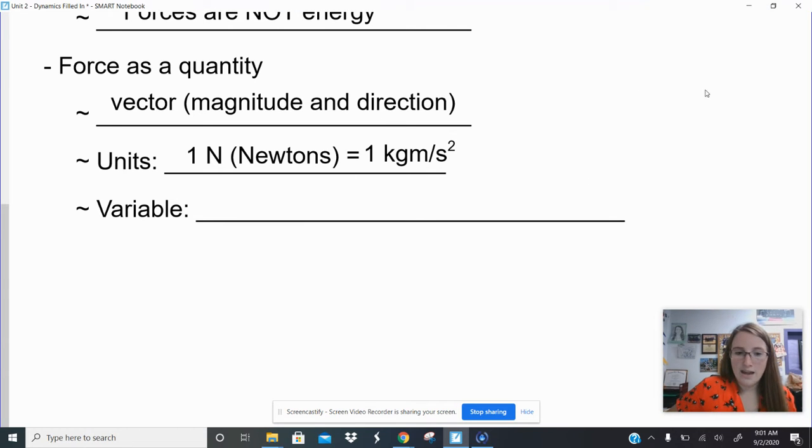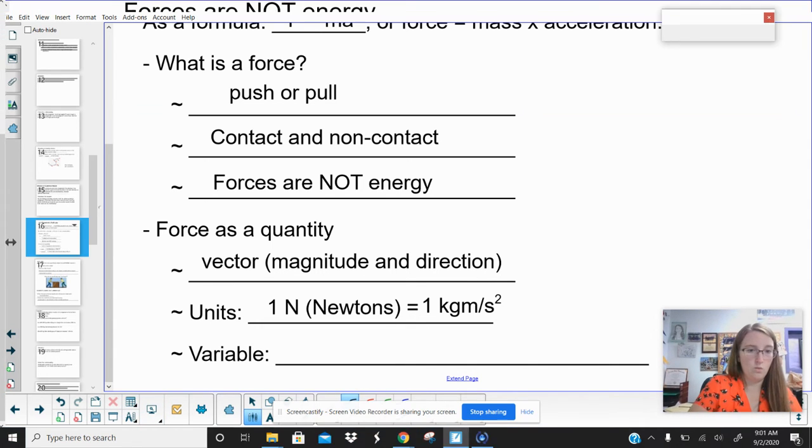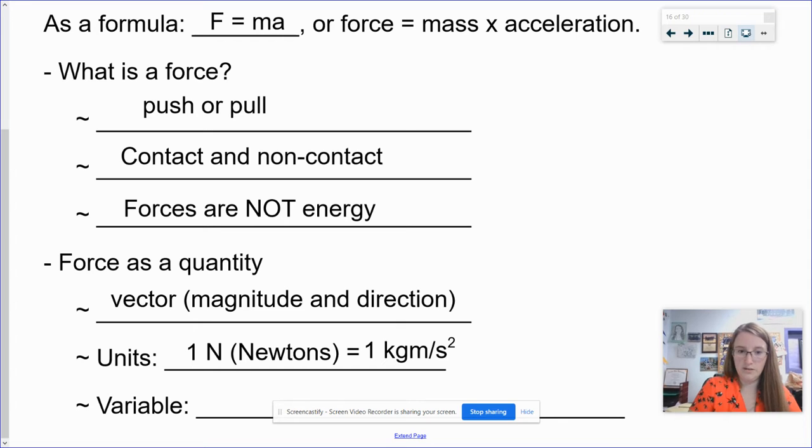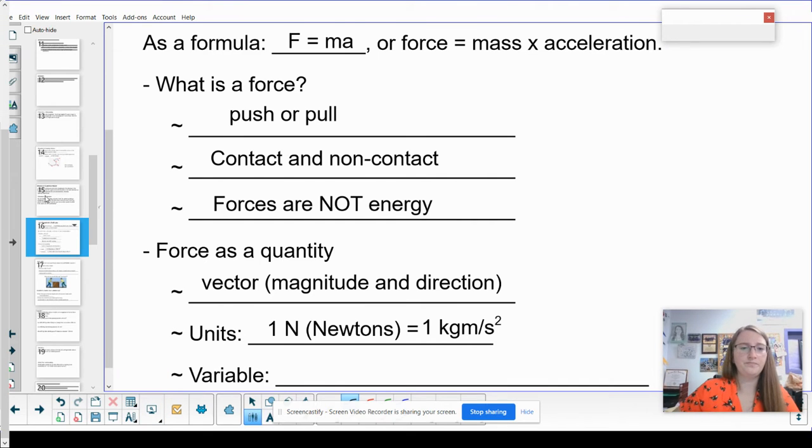The way they write this is a couple different ways. This is 1 kilogram meters per second squared. Whoops, sorry, didn't mean to be transparent there. Did I go transparent? Full screen, there we go.